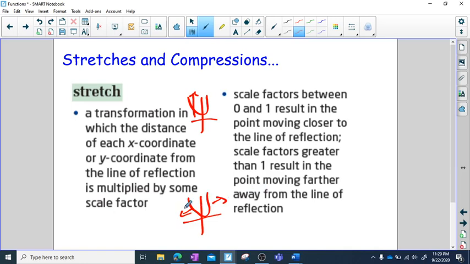So this one's called a horizontal stretch, this one's called a vertical stretch. So kind of just get that connection that a vertical stretch will have an impact on the y values versus a horizontal stretch that's going to have an impact on the x values. We'll talk about scale factors and whether the scale factor will determine whether the x values are going to get further away or closer to the line of reflection. And we'll focus more on that when we get into the details here to follow.